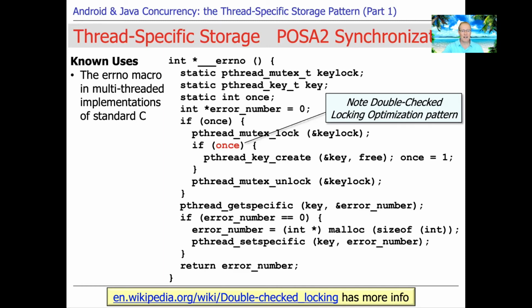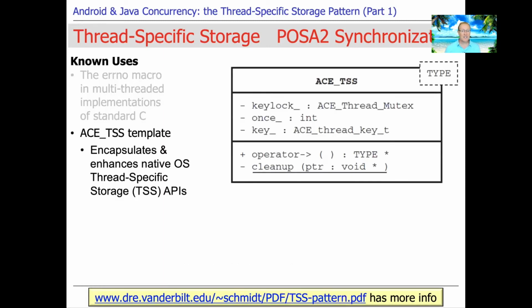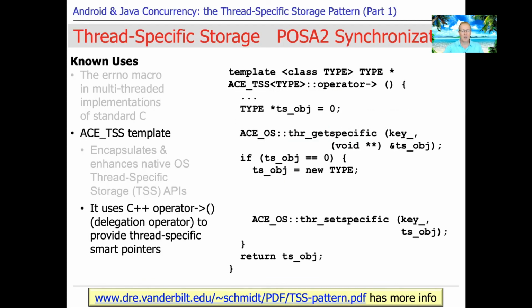We provide a real nice template in my ACE toolkit called ACE TSS for ACE thread-specific storage. And it essentially uses C++ parameterized types to encapsulate all the details. You can read more about that in the book or in the link below. The magic secret sauce with the ACE TSS template is it uses C++ delegation, which is the operator arrow method, to provide thread-specific smart pointers. And it's really clever, really cool. Won't go into it now because it's a little outside the scope of the course we're talking about Java, but if you want to learn more about it, take a look at the paper or just look at the source code. It's very clever.